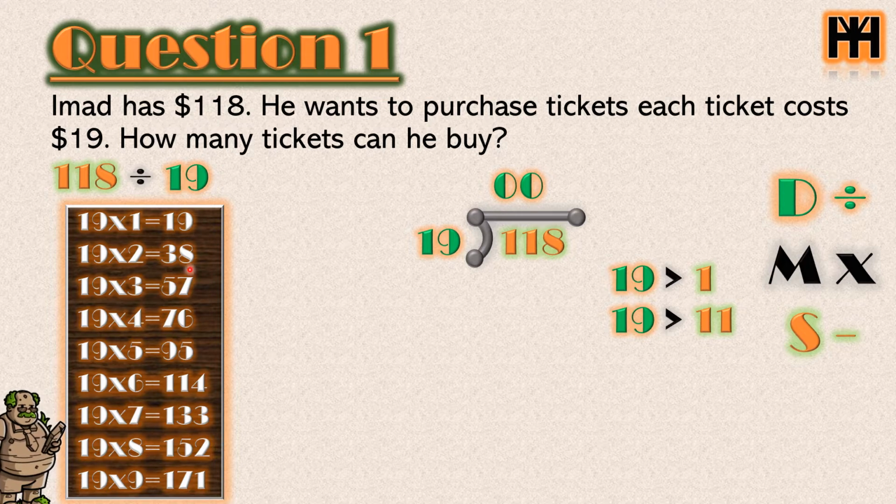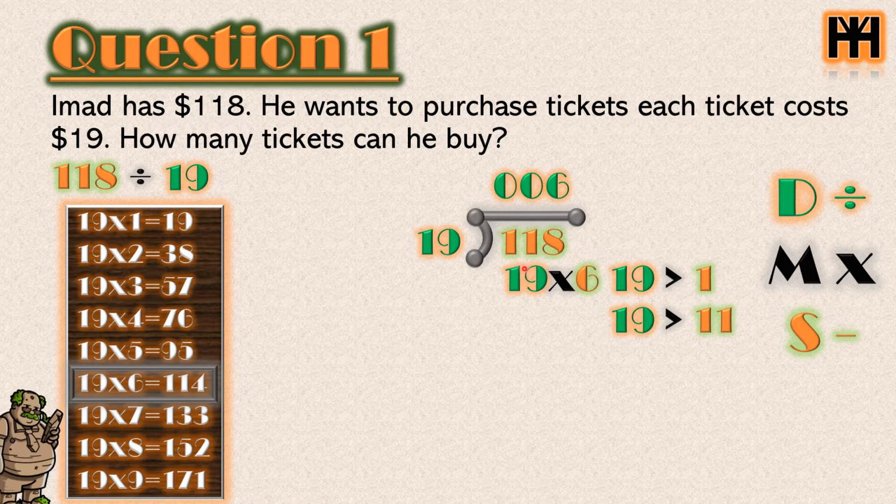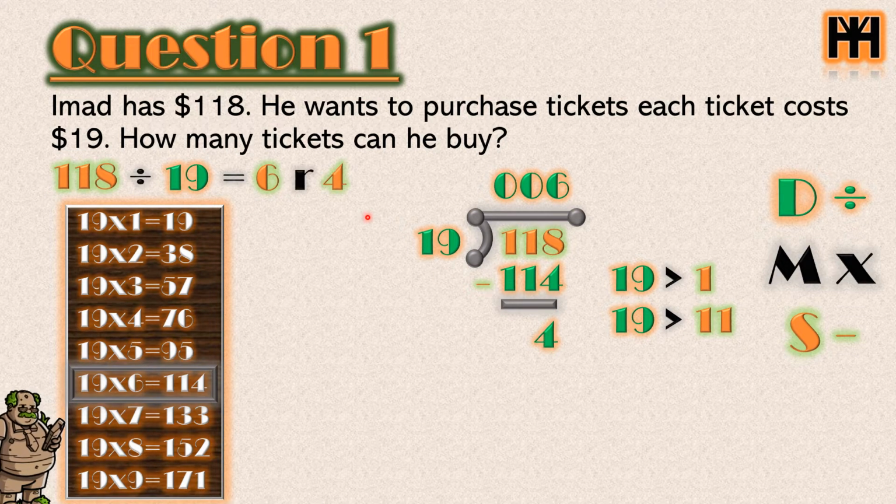Let's see here. It's 6, because if we say 7, it's 133, which is greater than 118. So this is correct. So you put 6 here, then 19 times 6, the multiply, is 114. Then the last step, subtract. You subtract these numbers, then it's 4. Okay, we can't divide 4 by 19, so 6 is the answer, and the remainder is 4.